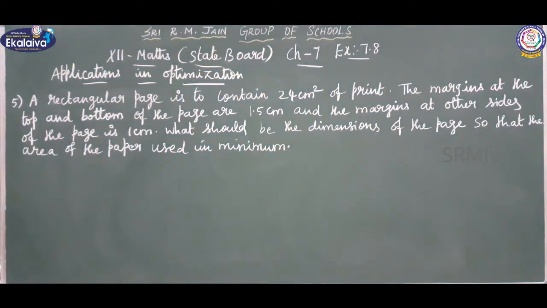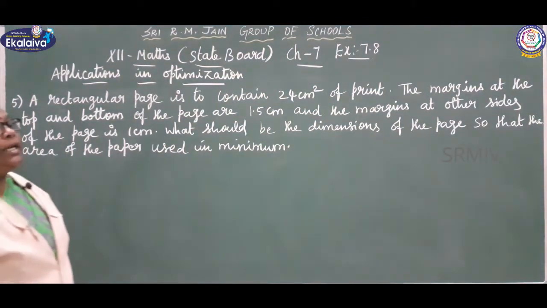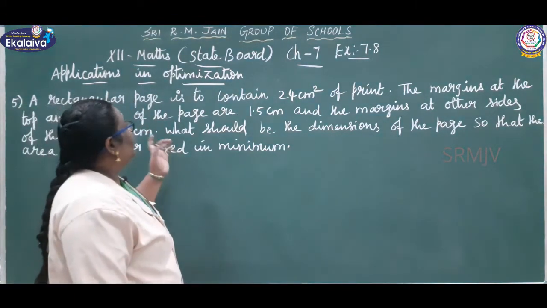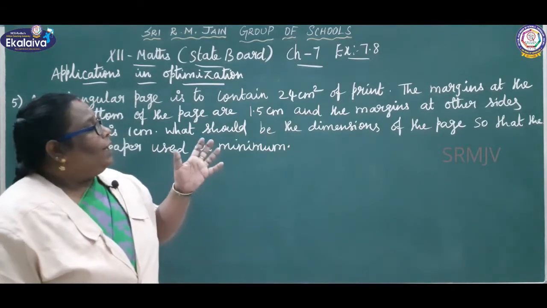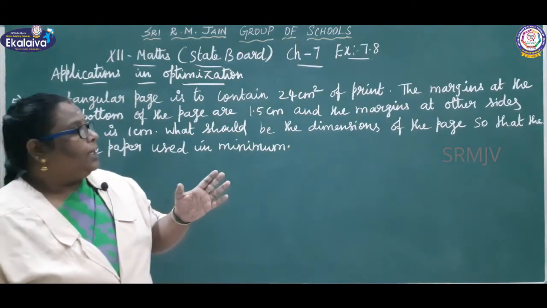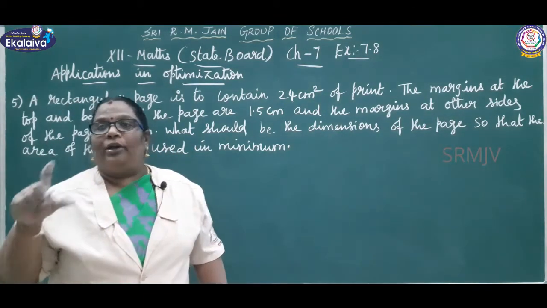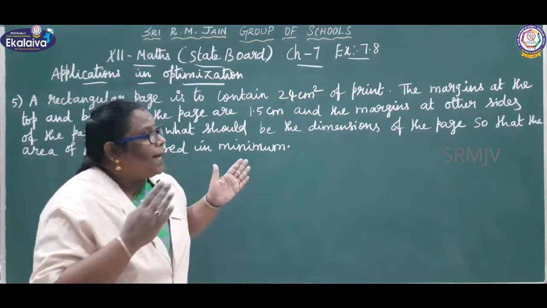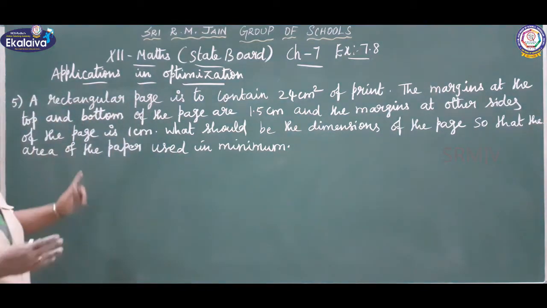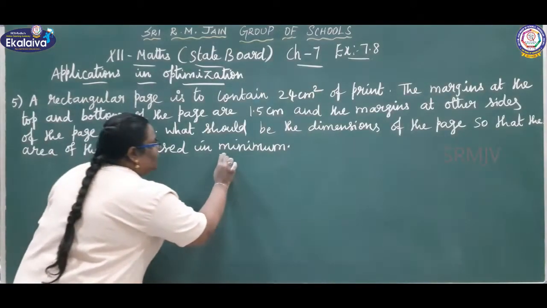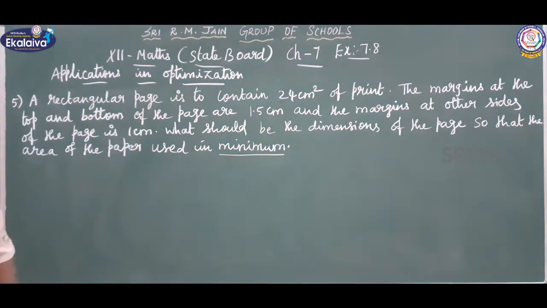See the fifth sum. A rectangular page is to contain 24 centimeter square of print. The margin at the top and bottom of the page is 1.5 centimeter, and the margin on the other sides of the page is 1 centimeter. What should be the dimensions of the page so that the area of the paper used is minimum?